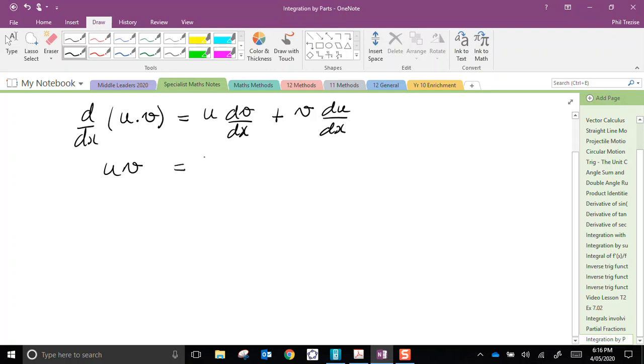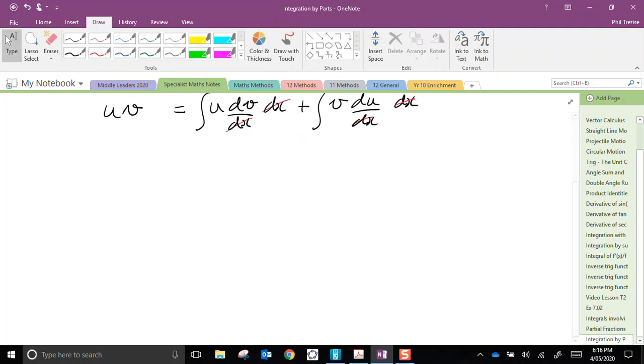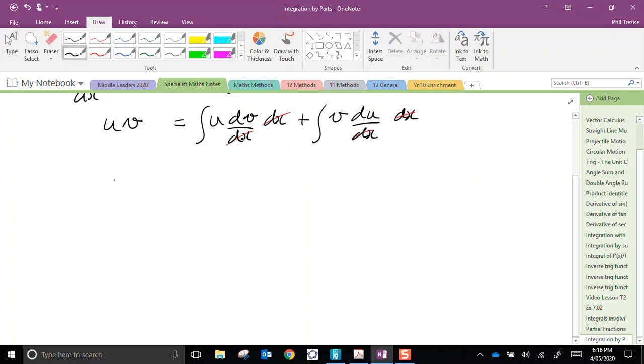And the integral of these, well, it's a sum, so we could integrate them as two separate steps. So the integral of this first part with respect to x plus the integral of the second part with respect to x. Now it should be fairly obvious that those dx's will disappear, and so that gives us that we would have the integral of u dv equals u multiplied by v subtract the integral of v du.